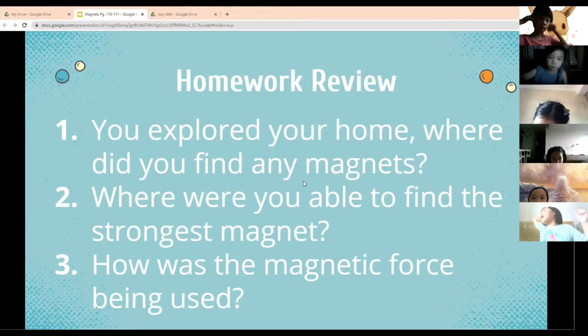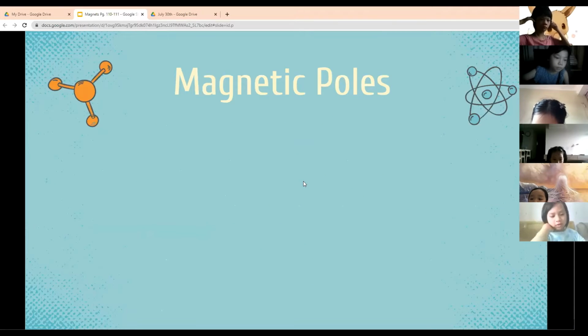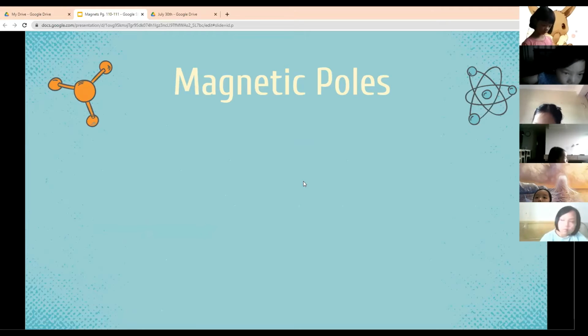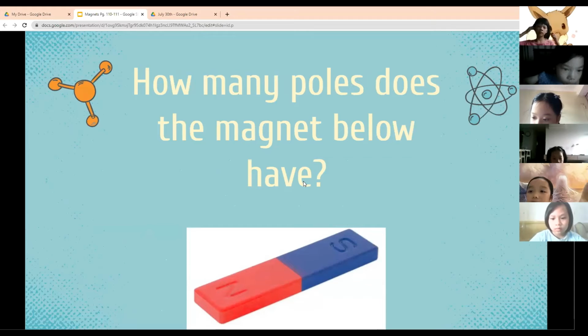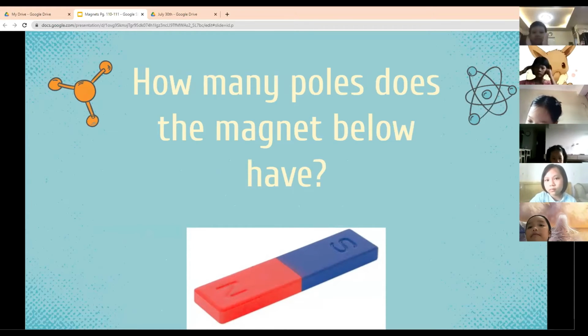Okay. Today we're going to be learning something new. Now that you guys all have used a magnet, you should have seen a magnet in your home. We're going to learn about a magnetic pull, or the pulls. How many pulls does the magnet below have? How many pulls do you think it has?